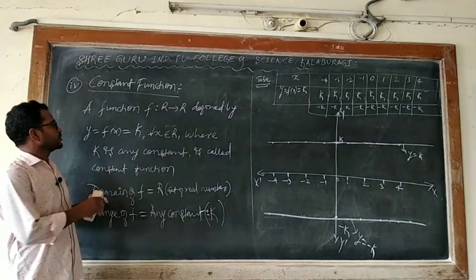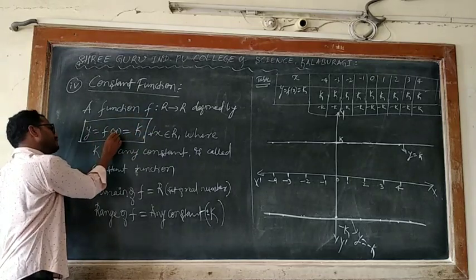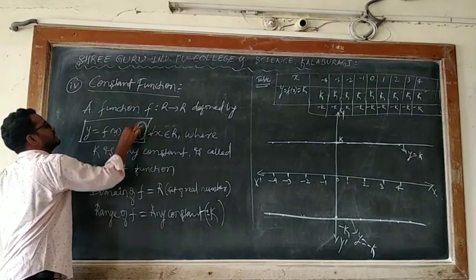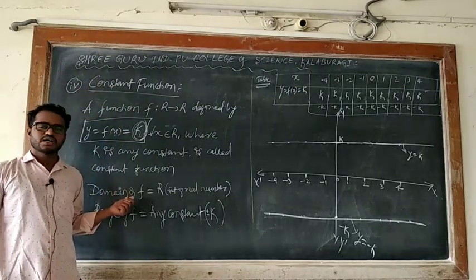So this function, it is a particular function, I can say constant. Take any x value, you will get k only. For that reason we are calling it a constant function. This is about the constant function.